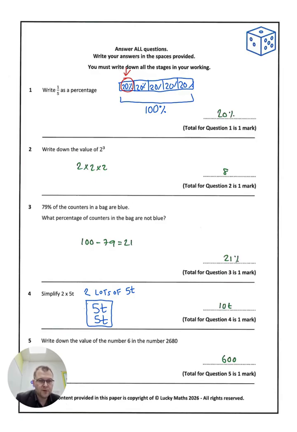Question 4, 2 lots of 5t, just to show again, 5t and 5t makes 10t.